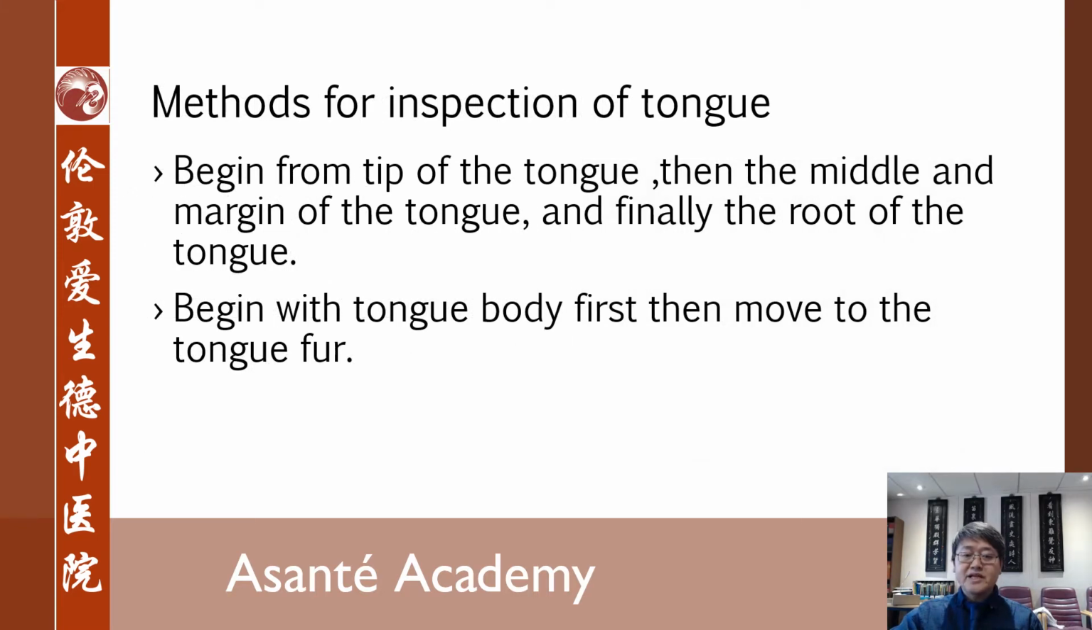If you are a beginner learning Chinese medicine, maybe you need to follow a certain order to inspect different parts of the tongue. For example, from the tip of the tongue, then the middle and the margin of the tongue, and finally the root of the tongue. Begin with the tongue body first, then move to the tongue fur. But if you do this job for a long time, you can do all these things very quickly. But at the beginning, maybe you need to follow this certain order.